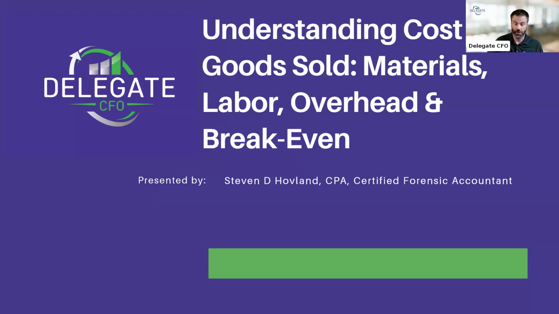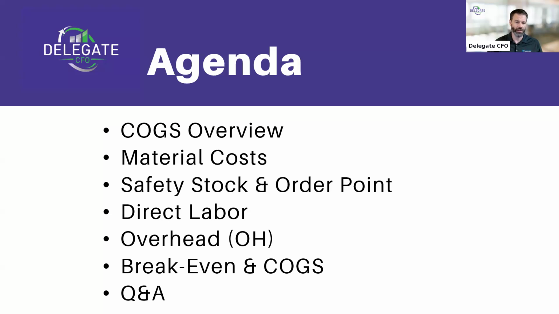Again, we're going through understanding the cost of goods sold, materials, labor, overhead, and break even. Even though it's a big title, all those items really intertwine with one another, and they have a significant impact on that last item, break even. So today's agenda, obviously we're going to do an overview of cost of goods sold. We're going to go through materials, safety stock and order point, direct labor, overhead, and then of course getting down to the break even.